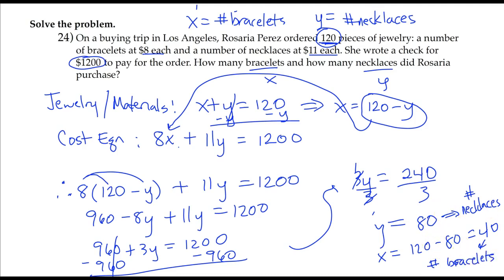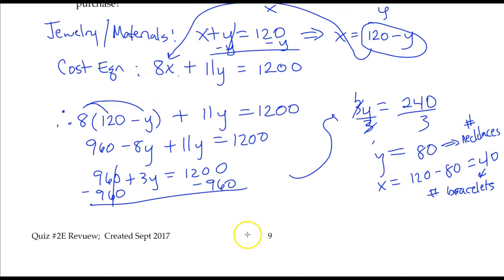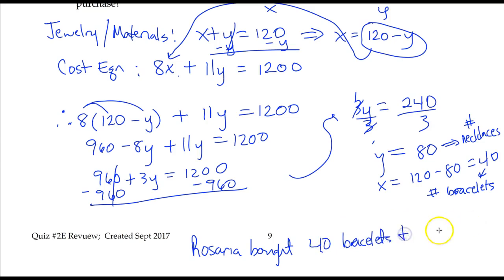Okay. So at the end of the day, we know that Rosario bought 40 bracelets and 80 necklaces.